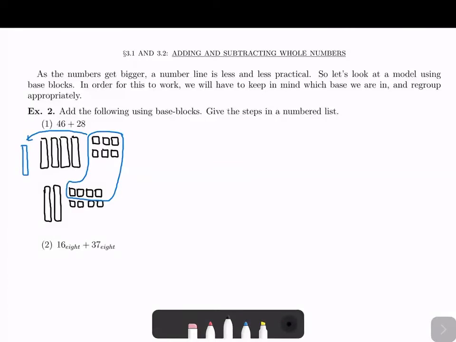So we know that we're going to have 4 units, and then we are going to count. We have 1, 2, 3, 4, 5, 6, 7 longs. So let me write that down explicitly. So we have 4 units and 7 longs. So that is 74. So we get 46 plus 28 equals 74.